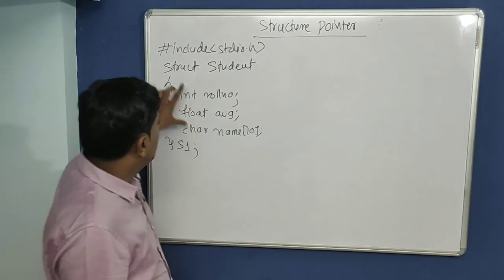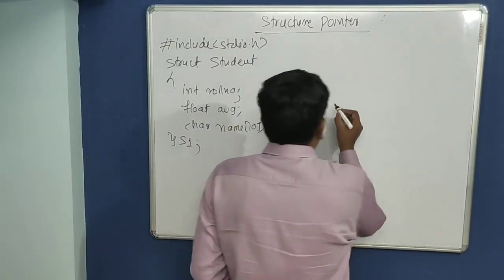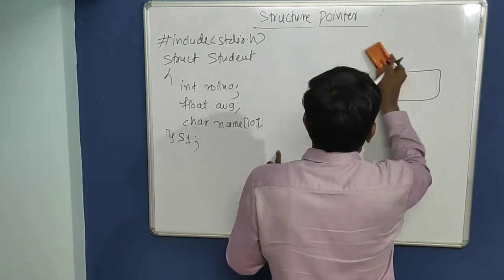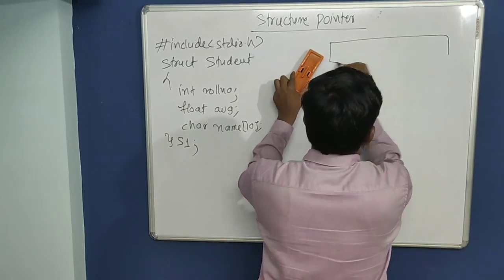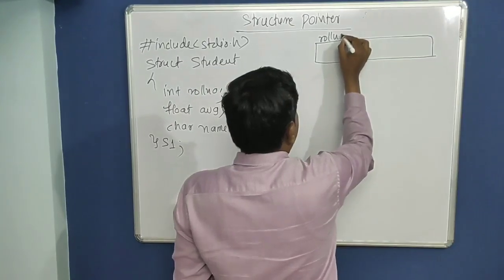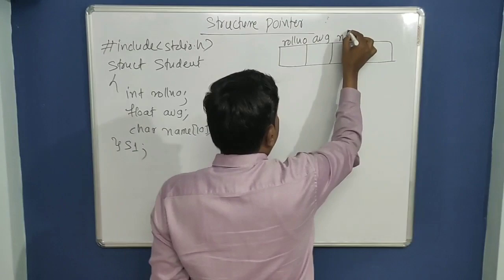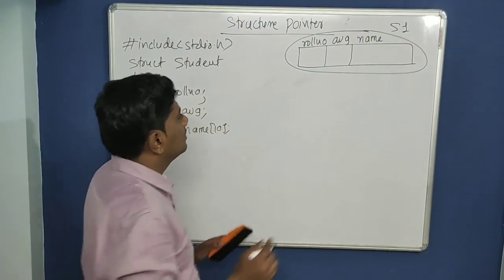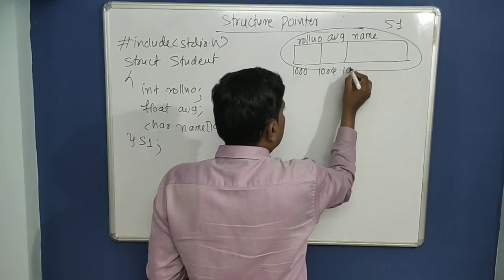Now whenever the compiler sees this, what will the compiler do? The compiler will allocate memory now. So this will be s1. The first one is roll number, the next one is average, and then there is the name array. And this is s1. Consider these are the addresses: 1000, then 1004 and 1008.